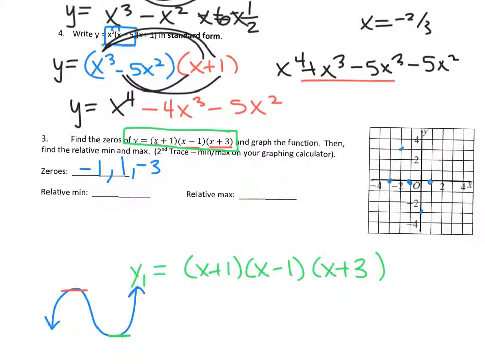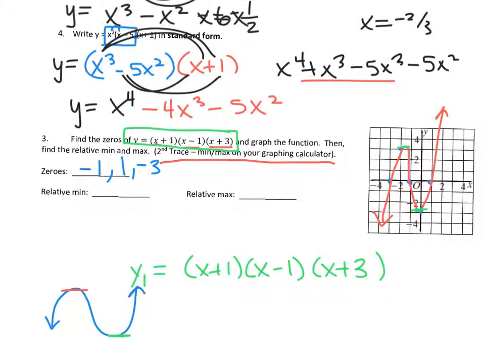To find the relative min and max, you're going to do second trace, min or max, on your graphing calculator. I'm going to link a video on how to do that. And right now I'm going to find my relative min and max. I'm going to draw a rough sketch of this graph right now, just so I can point out the relative min and max. On this one, this would be the relative max, and this would be the relative min.